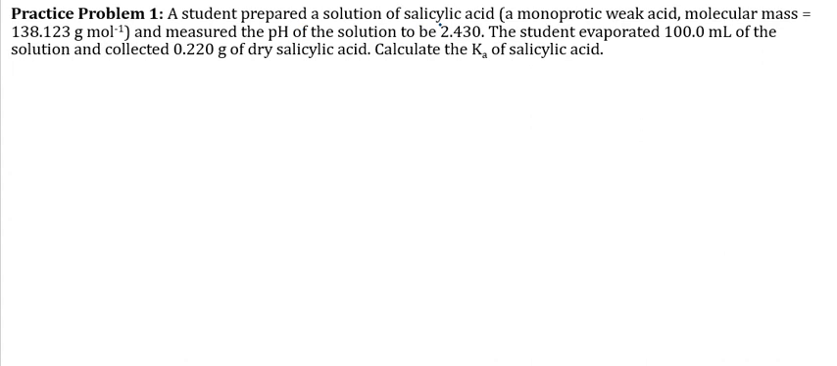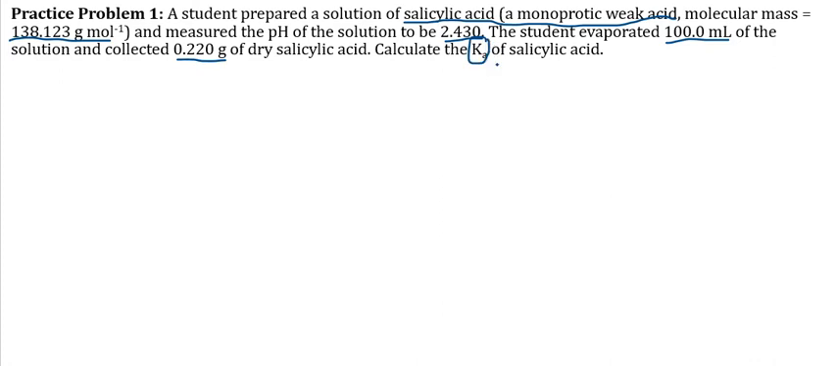So a student prepared a solution of salicylic acid, a monoprotic weak acid with a molecular mass of 138.123 grams per mole. They prepared the solution, and they measured the pH of the solution to be 2.430. The student then evaporated 100 milliliters of the solution and collected 0.22 grams of dry salicylic acid. So let's calculate the Ka of salicylic acid.